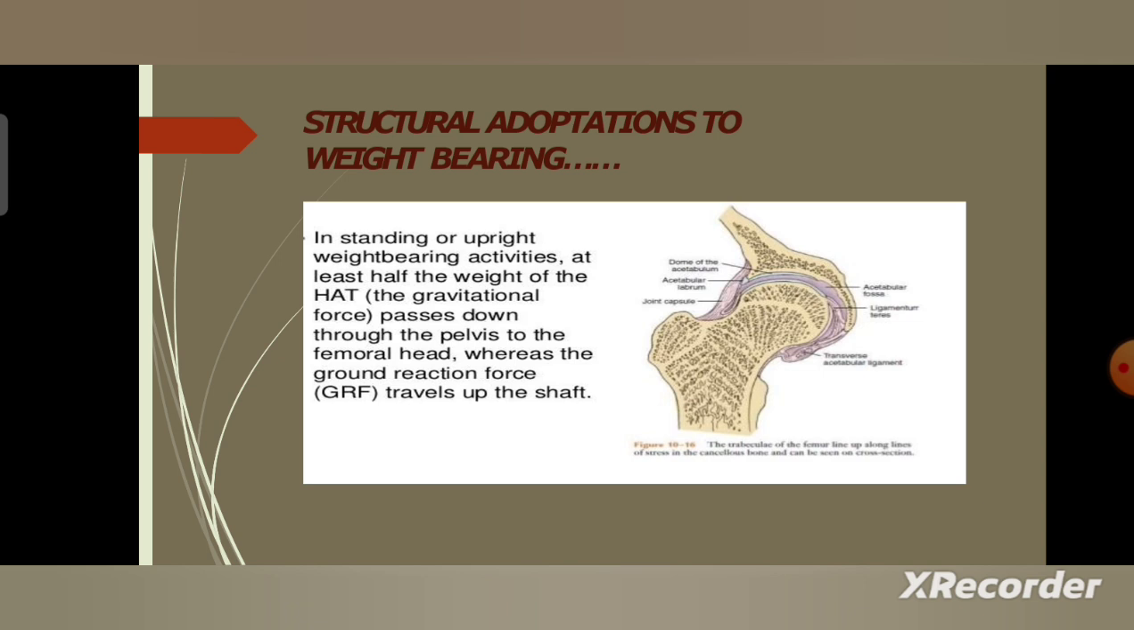So in this presentation, we'll talk about the structural adaptation to weight bearing in the hip joint. In standing or upright weight bearing activities, at least half of the weight of the head, arm and the trunk, or the gravitational force, passes down through the pelvis to the femoral head, whereas the ground reaction force travels up to the shaft.